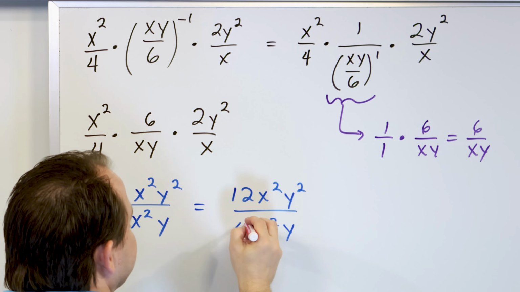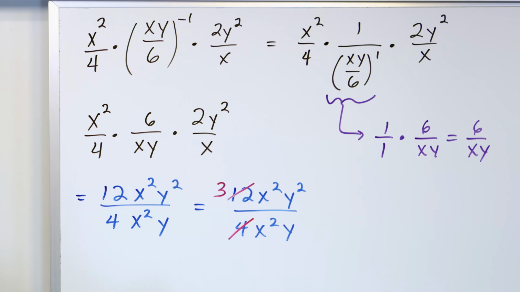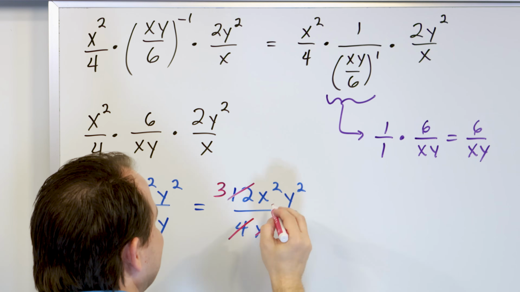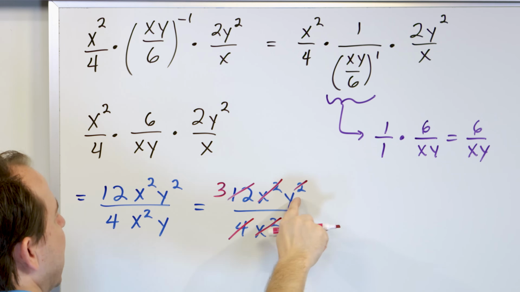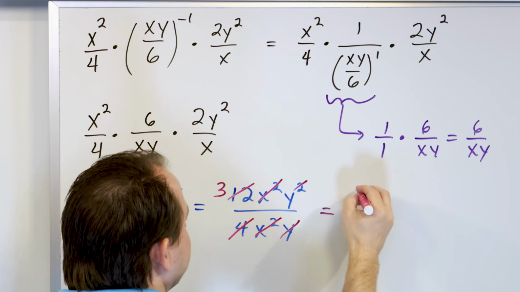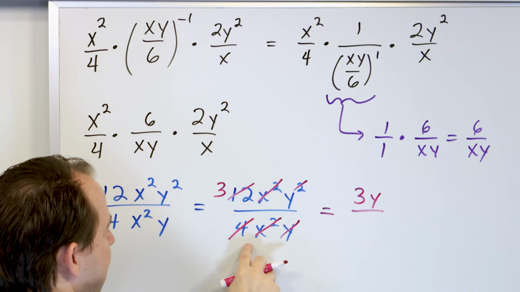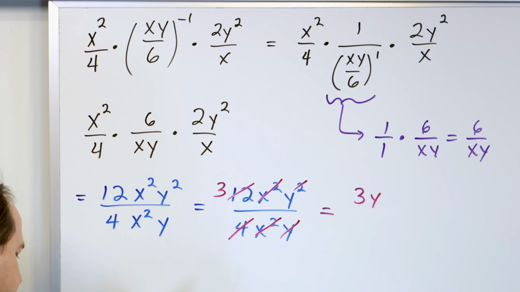And then I can divide by 4. When I divide the top by 4, I'll get 3. Of course, I divide the bottom by 4, I get 1. The x squared completely cancels with the x squared. One of these y's cancels with only one of those y's, leaving 1 left over. So what I have, 3 times the y. And on the bottom, I have nothing at all. So it's over 1. So I can basically just erase it and make it 3y.